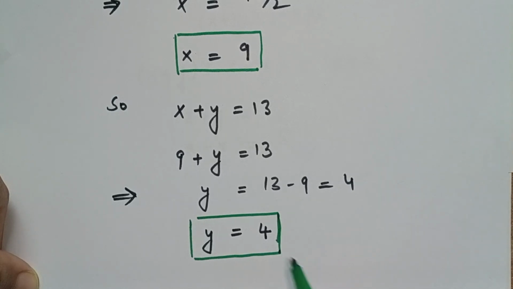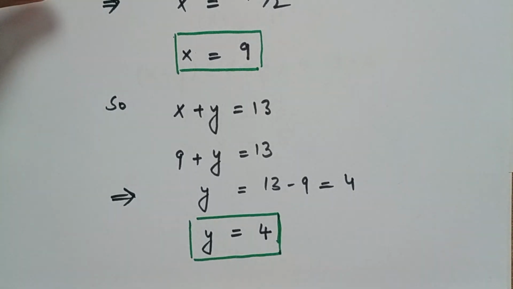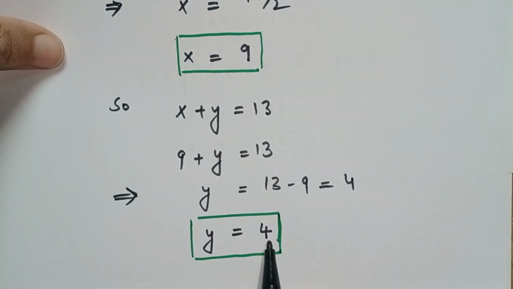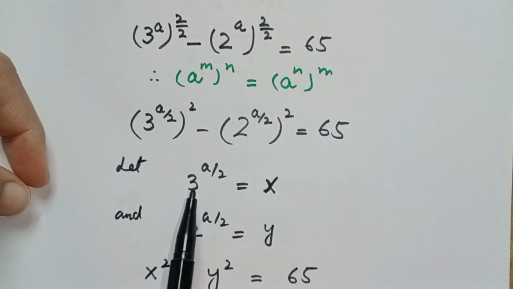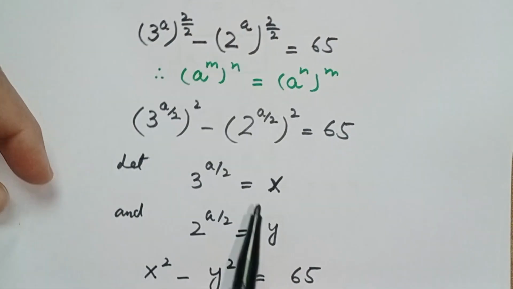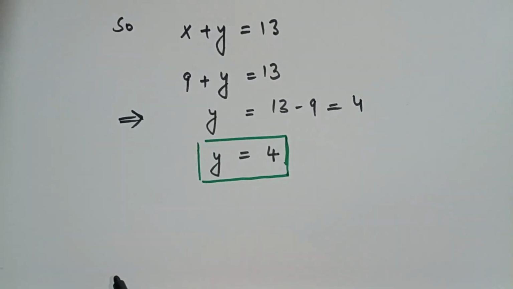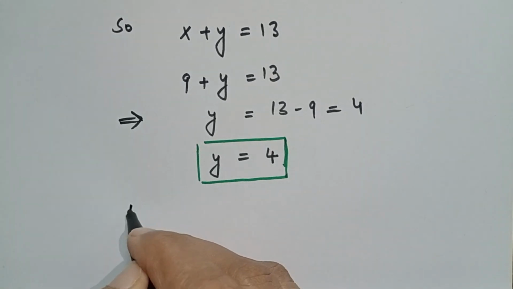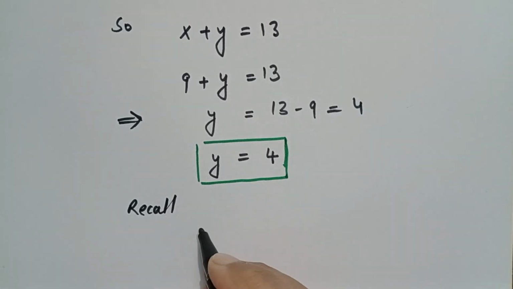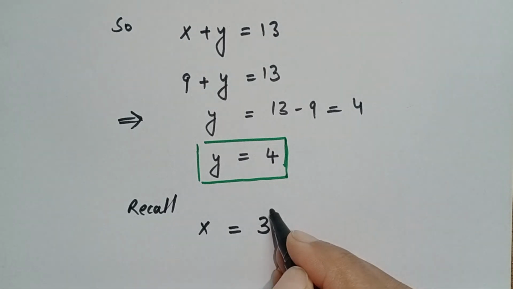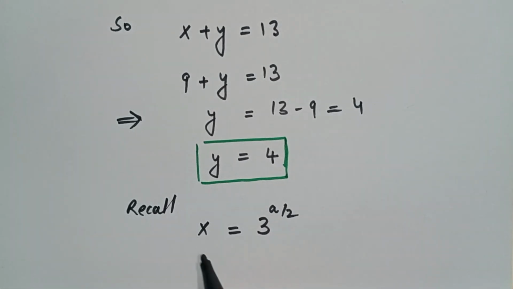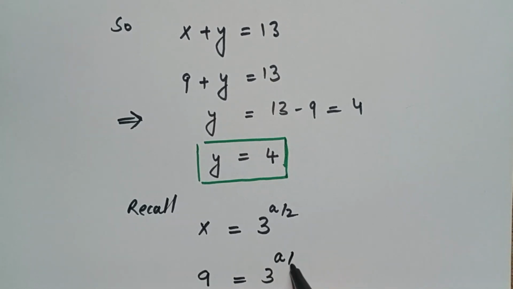Now recall our substitution. We know that when we substituted the value of x, it was 3 to the power a over 2 is equal to x. So here we will write the substitution. Recall x is equal to 3 to the power a by 2. So x is 9. We will write 9 is equal to 3 to the power a over 2.